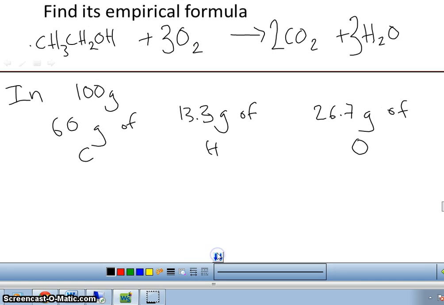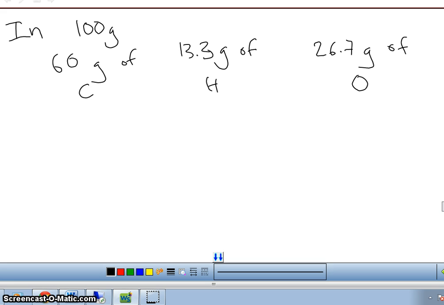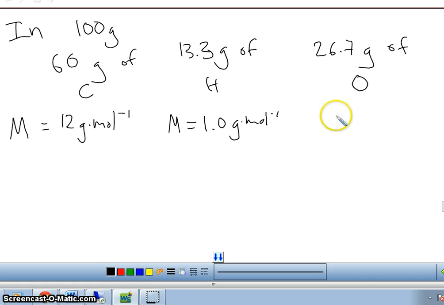Now, what can I do if I know the grams, and what else can I look up? Oh yeah, that's right, Mrs. Hay, you can look up the molar mass. Molar mass of carbon is 12 grams per mole. Yes, I did just say that off the top of my head. Molar mass of hydrogen is 1.0 grams per mole. And molar mass of oxygen is indeed 16.0 grams per mole. Be pedantic here. Grams per mole.